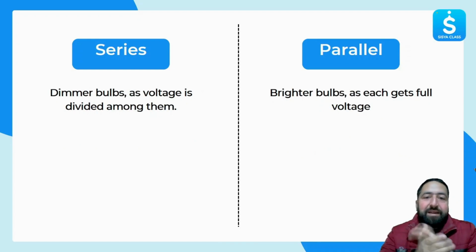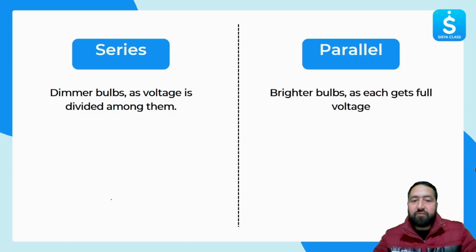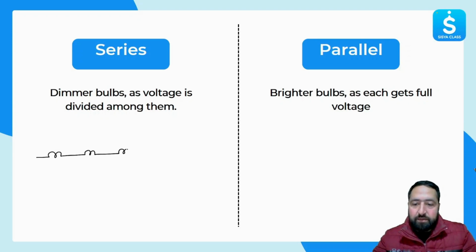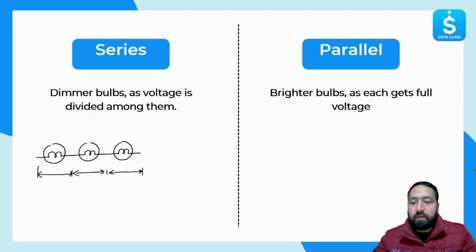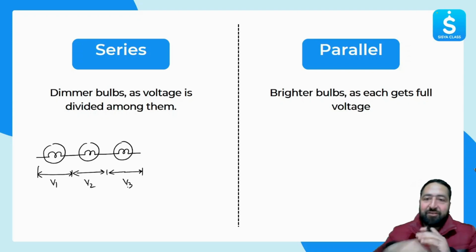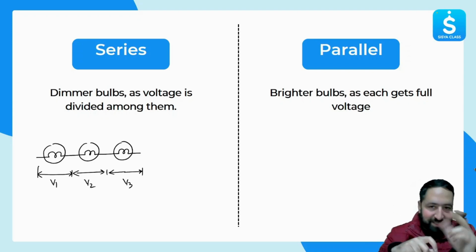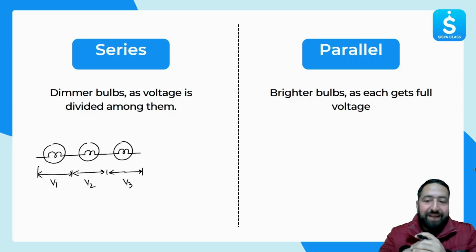Here, the bulbs get dimmer in the series connection. Why? Because the voltage is divided. You see, if you are giving 200 volts, this is how the bulbs are represented. This is bulb number 1, bulb number 2, bulb number 3. As you can see, voltage is divided. This is V1, this is V2, and this is V3. Got it? So when the voltage is divided, voltage gets dropped, and these bulbs get dimmer.